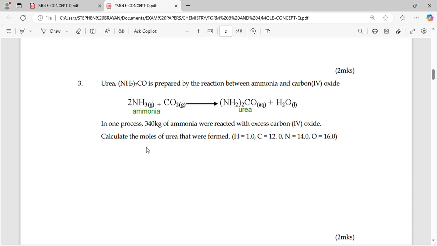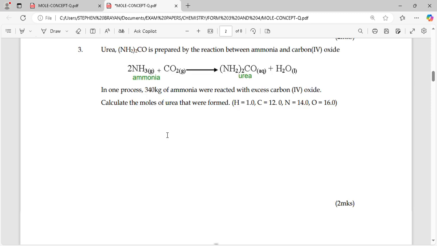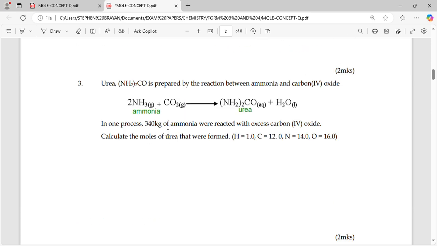In this question, you're told urea is prepared by a reaction between ammonia and carbon dioxide. Ammonia and carbon dioxide react to form urea and water. In one process, 340 kg of ammonia were reacted with excess carbon dioxide gas. Calculate the number of moles of urea formed. Hydrogen is equal to 1, carbon is equal to 12, nitrogen is equal to 14, oxygen is equal to 16.